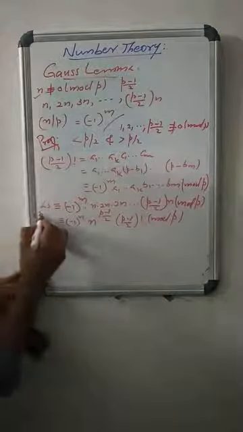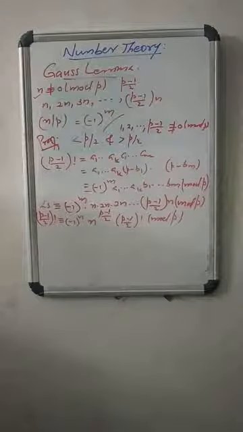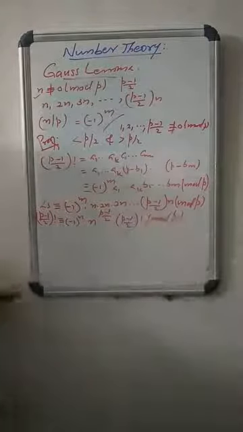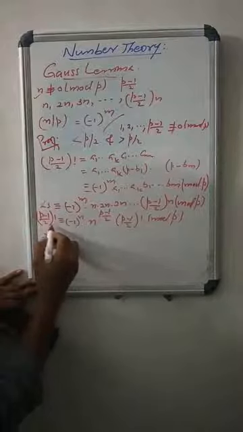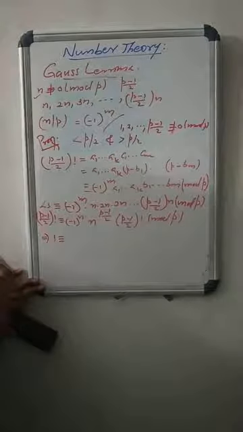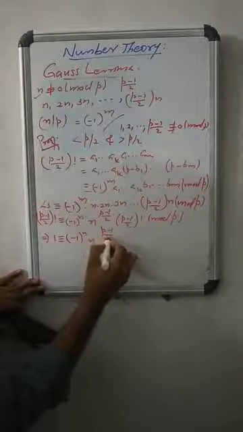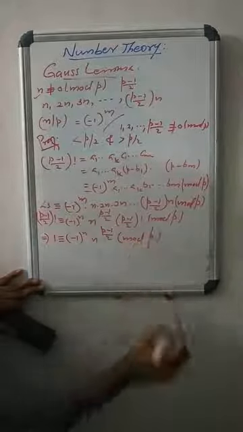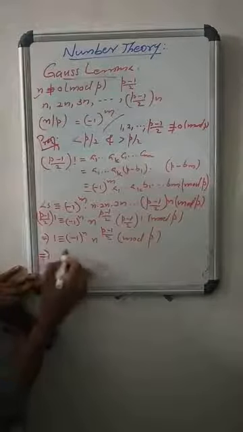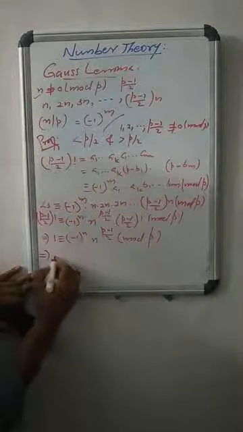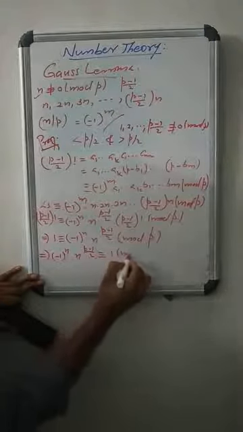Okay, that means (P minus 1)/2 factorial is congruent to minus 1 power m into n power (P minus 1)/2 into (P minus 1)/2 factorial mod P. But (P minus 1)/2 factorial is incongruent to 0 mod P, so you can cancel this factorial. Then 1 is congruent to minus 1 power m into n power (P minus 1)/2 mod P. Agree? Okay.